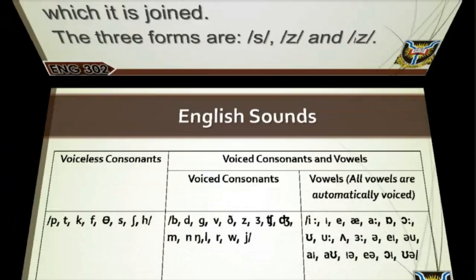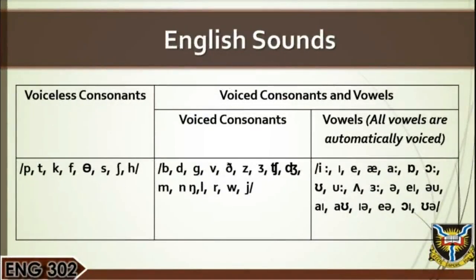Let us take a quick look at the voiced and voiceless sounds of English. English sounds: voiceless consonants, voiced consonants and vowels. Under voiceless consonants: P, T, K, F, S, sh sound, H. Under voiced consonants: B, D, G, V, Z, M, N, ng, L, R, W, J. Vowels: all vowels are automatically voiced. Long E, short A, long U, etc.